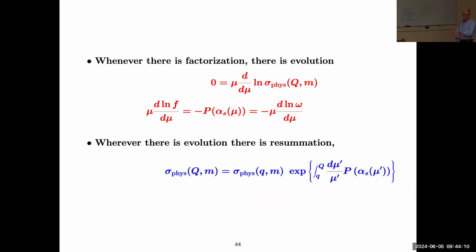In terms of the scales, the two statements: larger momentum transfer goes to smaller scales, and there are many more states that live at smaller scales than at larger scales, just because of the volume of the phase space. Okay.